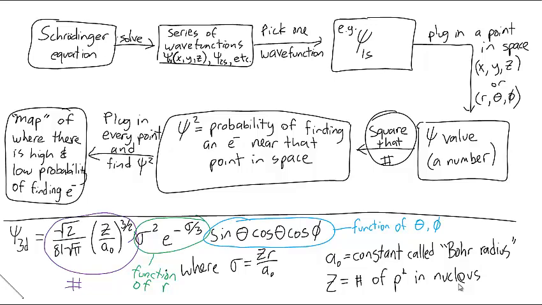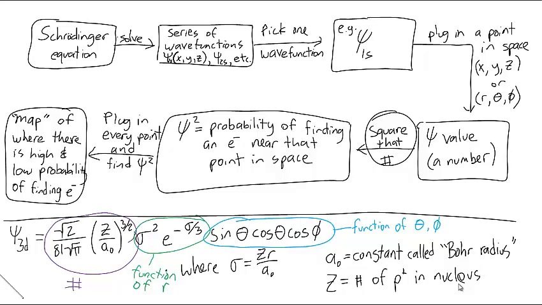So you take one of those orbitals, one of those wave functions, psi 1s or psi 2s, whichever orbital you want to look at, and you plug in a point in space. When you plug in a point in space, it spits out a value. And that value is meaningless. But if we square that value, then we get a meaningful number. When we square that value, we get the probability of finding the electron near that point.